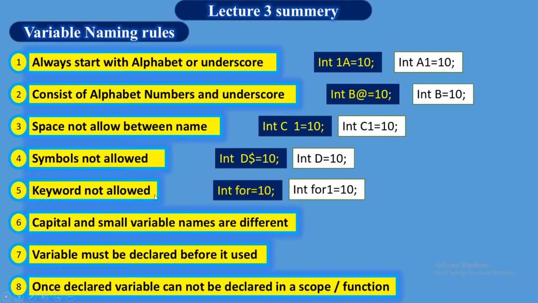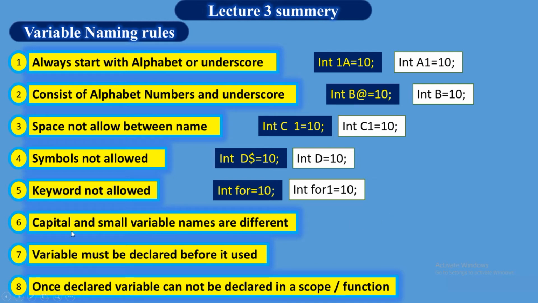Keywords cannot be used, rule number 5. Keywords are reserved words used in any language. Examples of keywords are int, float, for, while, main, return. These keywords cannot be used as a variable name. For example, int for is equal to 10 is wrong. We can write int for1 is equal to 10. For1 is not a keyword, that's why this variable name is correct.